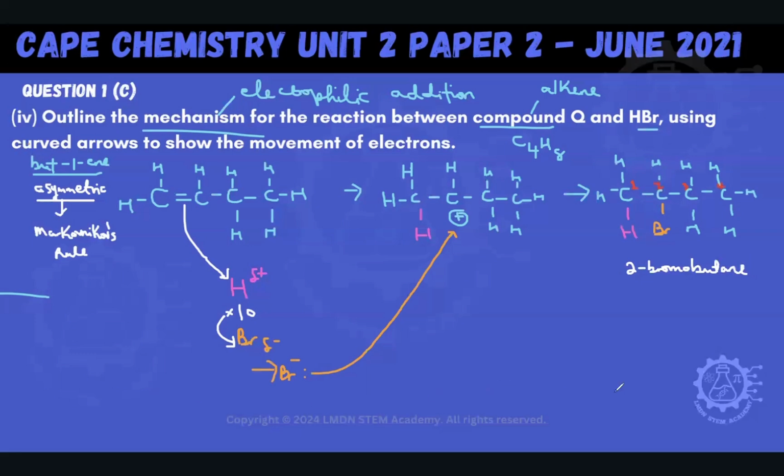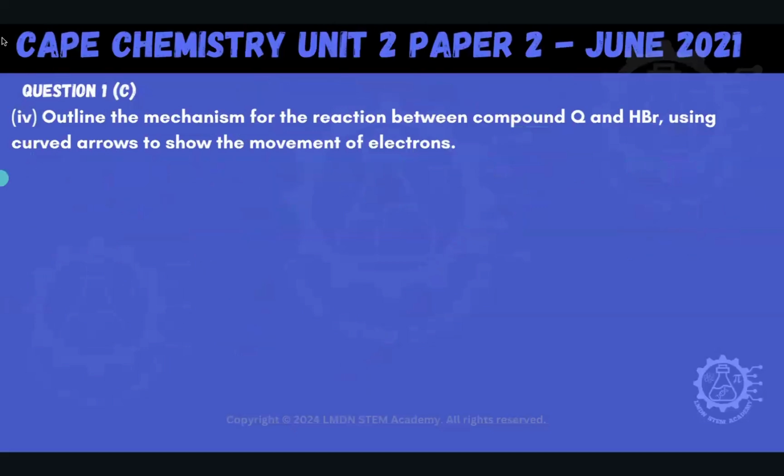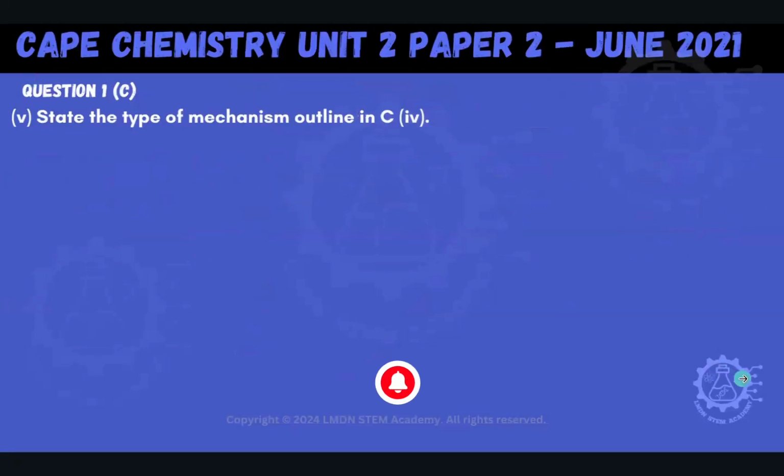Okay. And so that's all that there is that we had to do in the way of writing out this mechanism. So remember, if we're working with an asymmetric alkene, you're going to have to apply Markovnikov's rule, and then we go from there. Okay? And so we're going to move on to the other part of this question now. So let's just clear everything and go ahead. And it says now, state the type of mechanism outlined in C part 4. So in C part 4, what we had outlined was the electrophilic addition mechanism. Okay? And so with that, we've come to the end of this question.